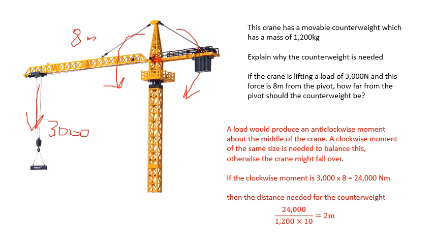Now, if its mass is 1,200 kilograms, then its weight is going to be 12,000 newtons. So 12,000 times that distance has to equal 24,000. So that distance needs to be 2 meters. A load would produce an anti-clockwise moment about the middle of the crane. A clockwise moment of the same size is needed to balance this. Otherwise, the crane might fall over, which wouldn't be very good in a city centre. Okay, so there's the math, 2 meters.